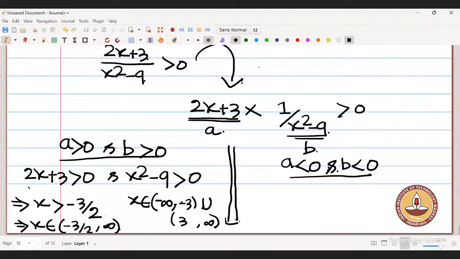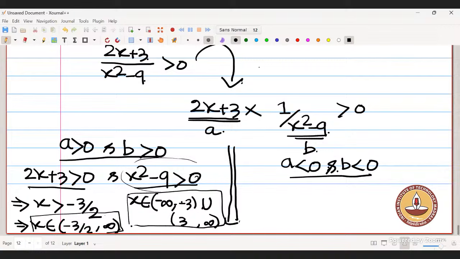See, we want this to be greater than 0 as well as this to be greater than 0, right? This is greater than 0 in this region, and this is greater than 0 in this region. But I want both of them to be greater than 0, so I take the common region, which is precisely 3 to infinity.